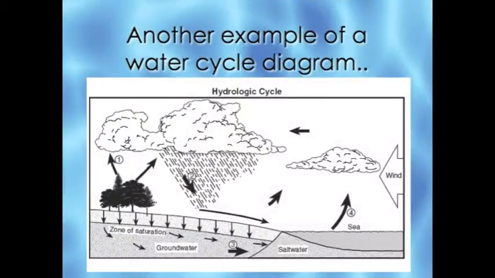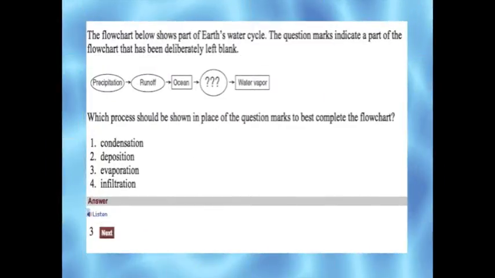This picture is just another example of the water cycle diagram. This question is another example that you can find on a test. The answer would be 3, evaporation, because the box before it shows ocean. The water from the ocean will be evaporated, so it would be evaporation.